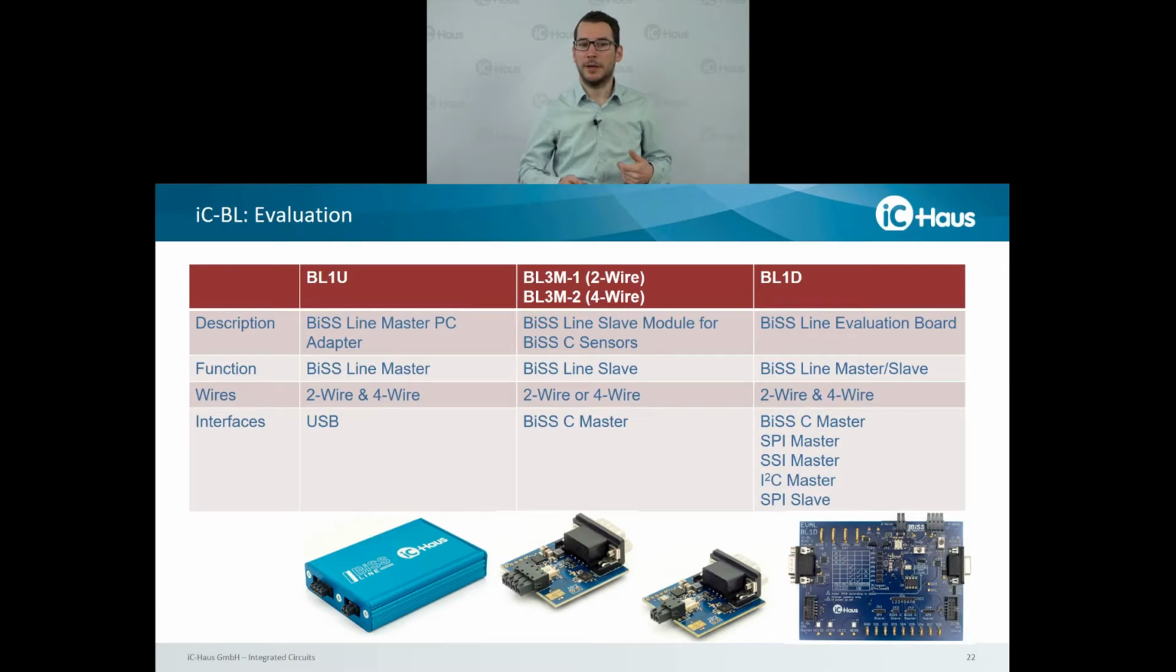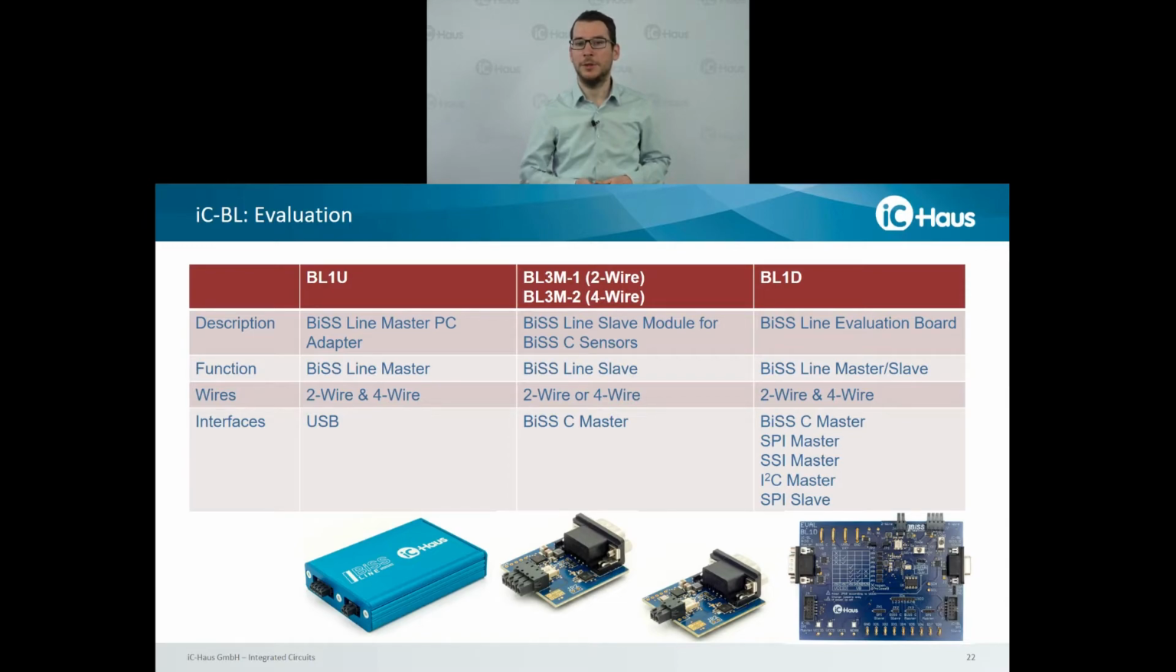Now I would like to present you the evaluation kits. On the left side, you can see the BiSS Line master PC adapter, which is similar to our BiSS C master adapters, for example, the MB5U, that you probably already know. The BiSS Line master PC adapter is suitable for 2-wire and 4-wire communication and is connected to the PC using USB.